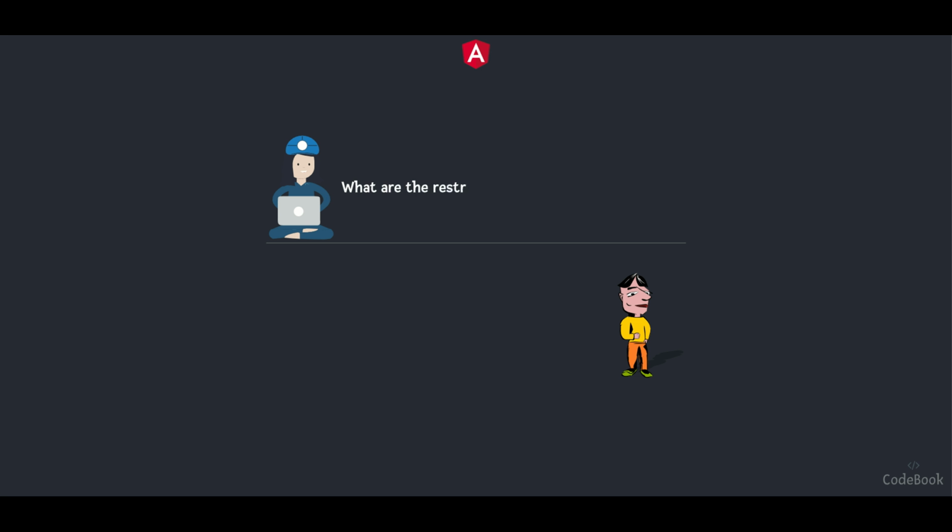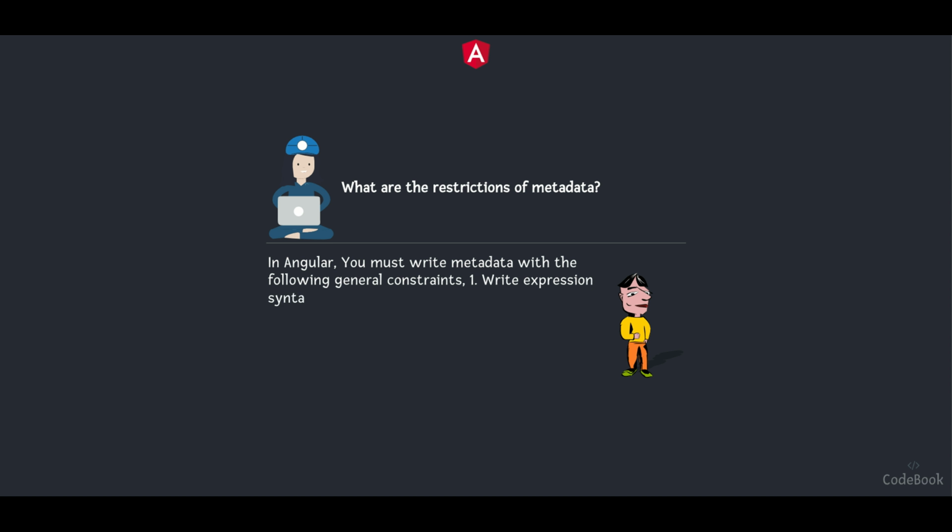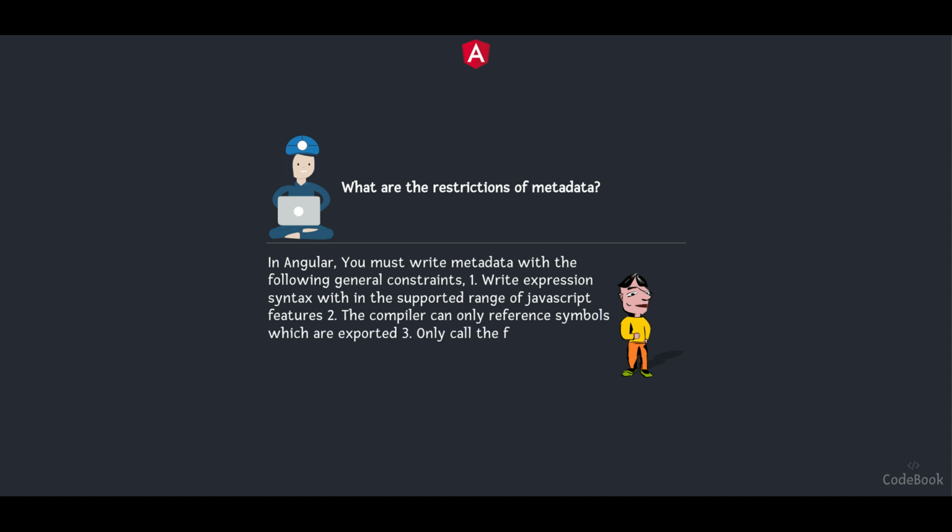What are the restrictions of metadata? In Angular, you must write metadata with the following general constraints. 1. Write expression syntax within the supported range of JavaScript features. 2. The compiler can only reference symbols which are exported. 3. Only call the functions supported by the compiler. 4. Decorated and data-bound class members must be public.